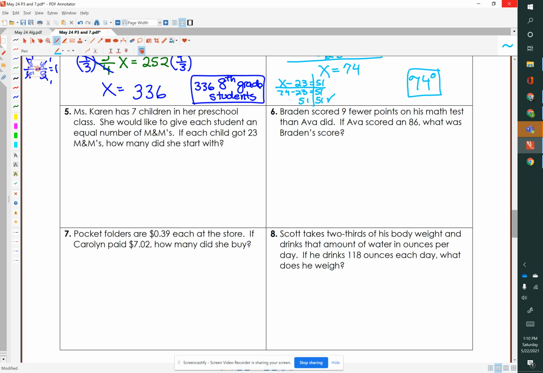Okay, we've got a few more. It would be nice if you could try them yourself and then come back. Use pencil so you can make corrections. Meanwhile, I'll move on to number 5.